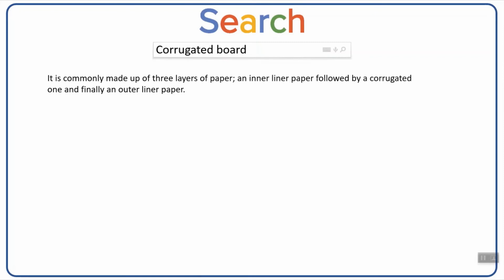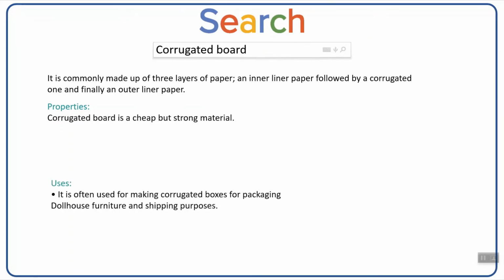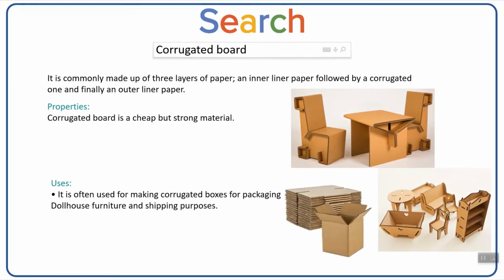So another type of card is called corrugated board. It is commonly made up of three layers of paper: an inner liner paper followed by a corrugated one, and finally an outer liner paper. So corrugated board is a cheap but strong material. Okay, it is used for making corrugated boxes for packaging, dollhouse furniture, and shipping purposes. So these are some examples of corrugated boards.